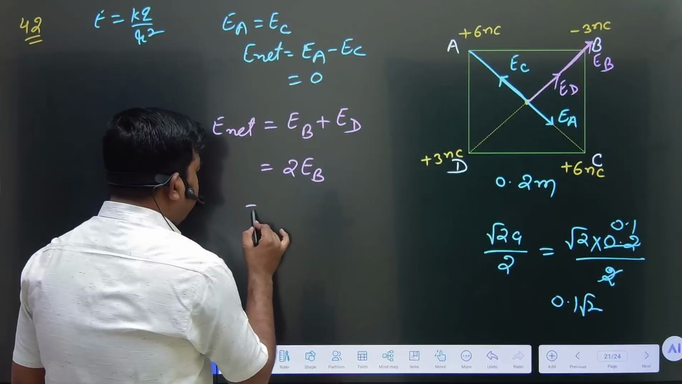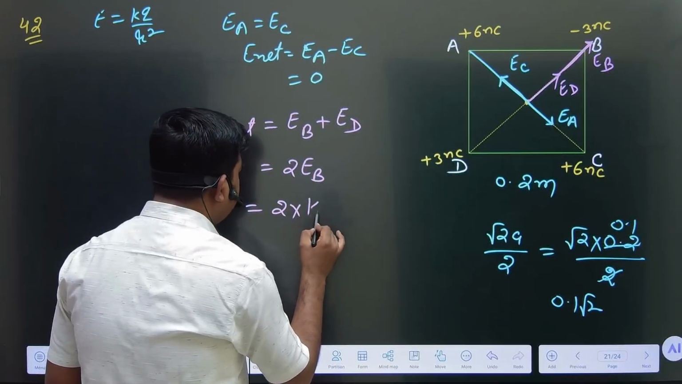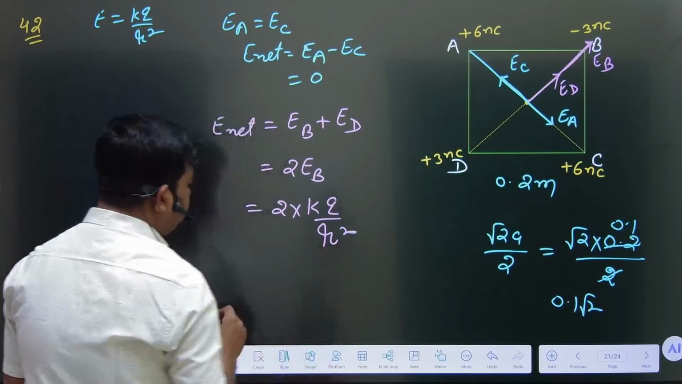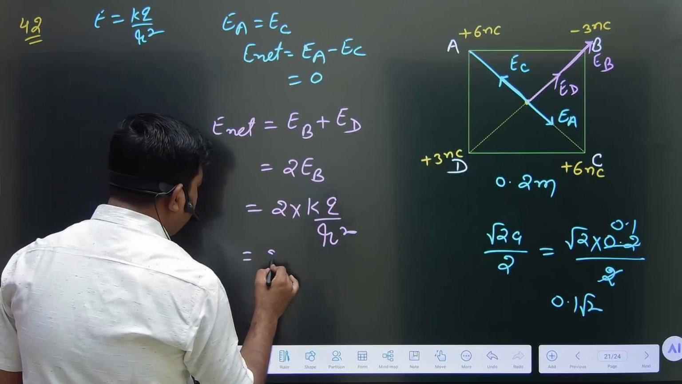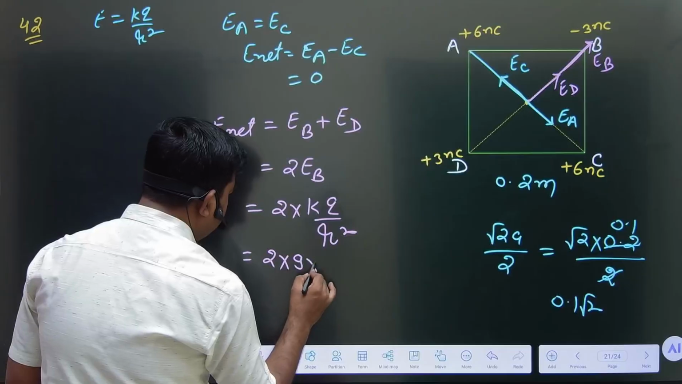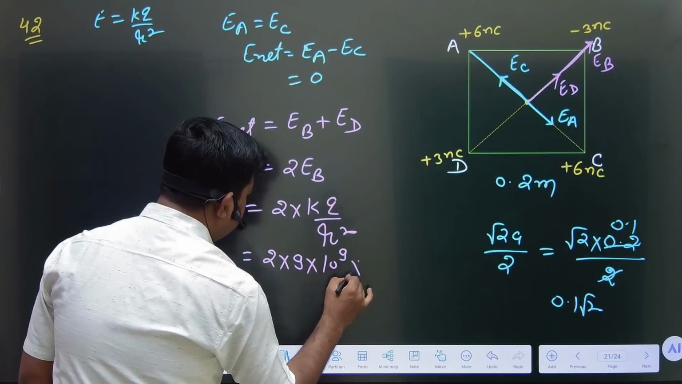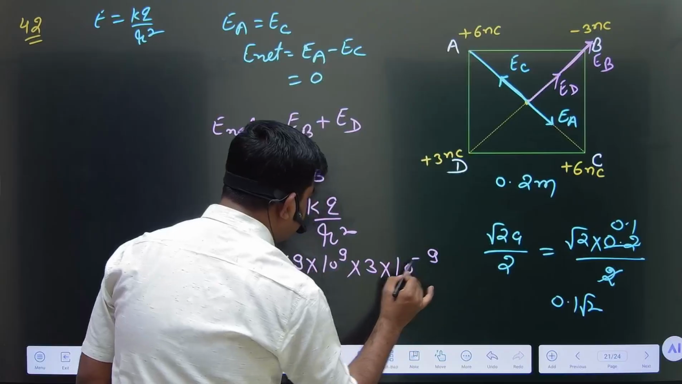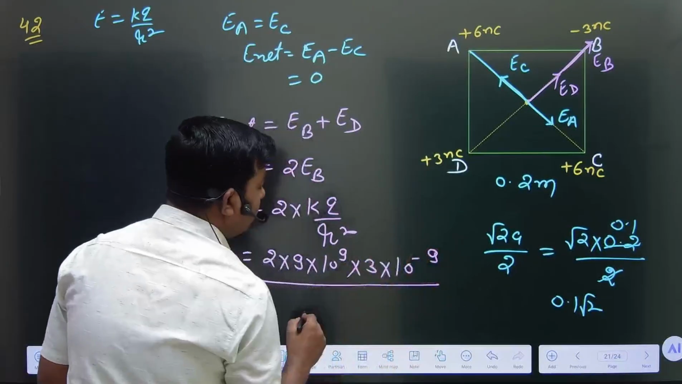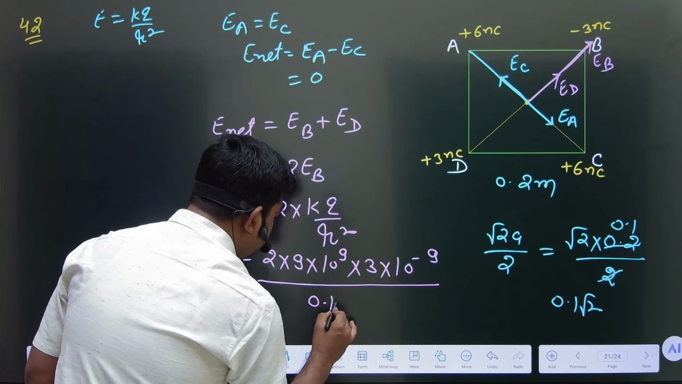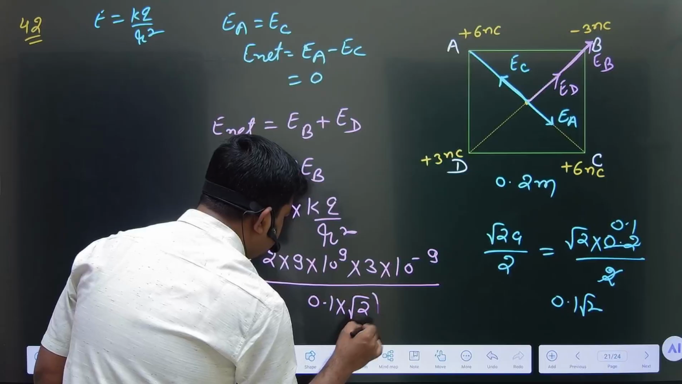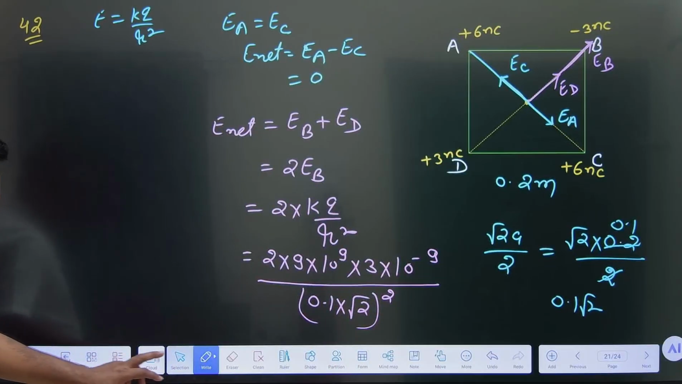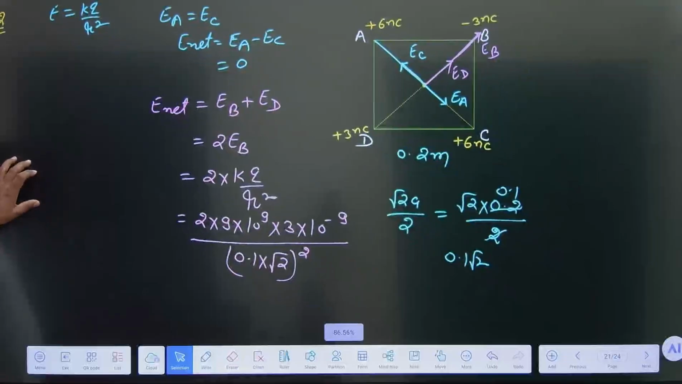Now, what is the electric field? So the electric field is KQ by R square. We have to write here 2 KQ by R square. What is K? K is 9 into 10 to the power 9. What is Q? Q is 3 nanocoulomb. Nanocoulomb is converted into coulomb, divided by R square. It is 0.1 into root 2 whole square. Clear to you? Now, again, we have to simplify it.